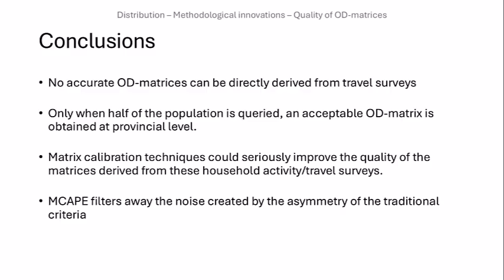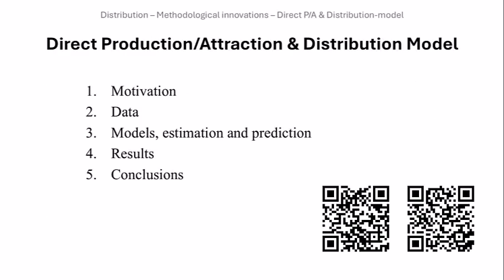With this, we close the discussion on survey-based OD matrices and Monte Carlo experiments. The findings highlight the challenges of relying solely on surveys and point us toward more robust approaches that integrate additional data sources and statistical models. This leads us to the next section of the lecture, where we look at a direct modeling approach that combines production, attraction, and distribution in a single framework.